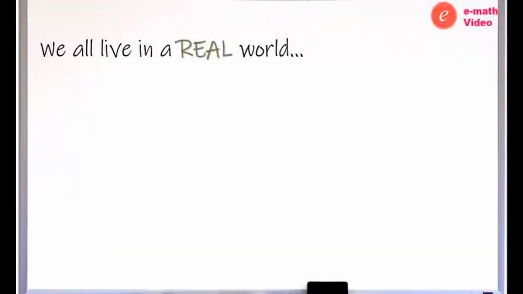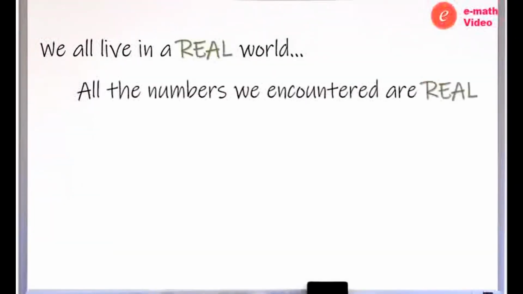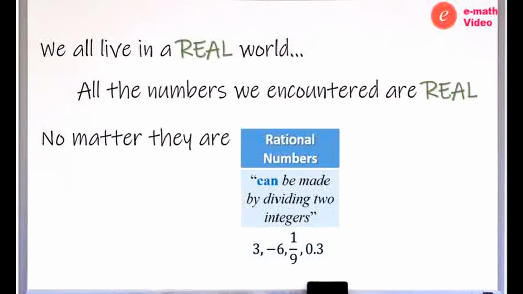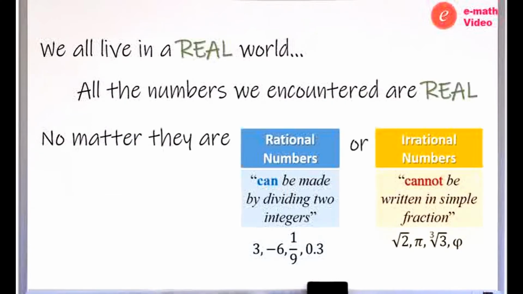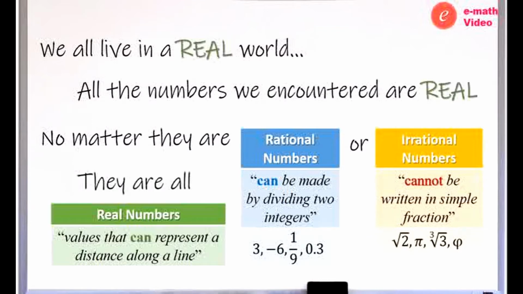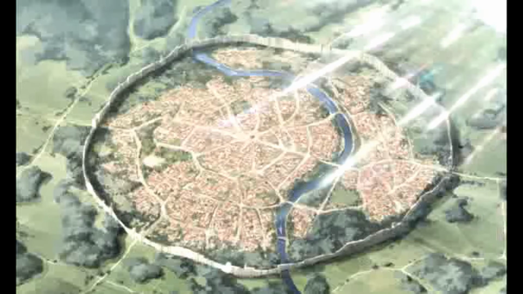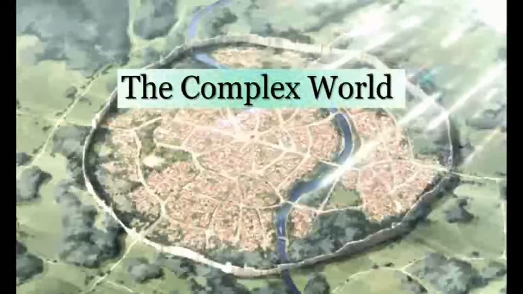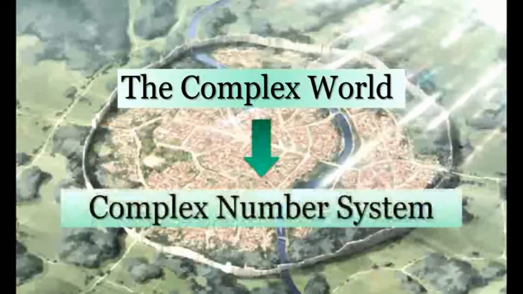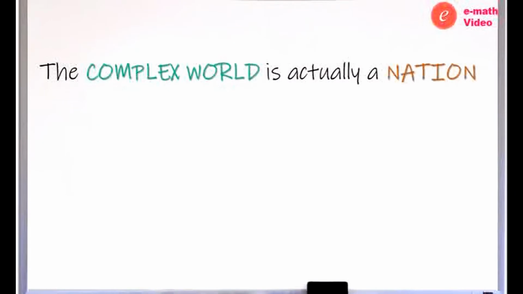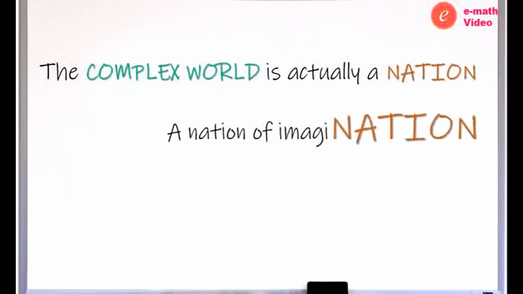We all live in a real world, and all the numbers that we encounter are real. No matter they are rational or irrational, they are all real numbers. However, far away, there's a world called the complex world. What's so special about them is that they are using the complex number system. The complex world is actually a nation of imagination.